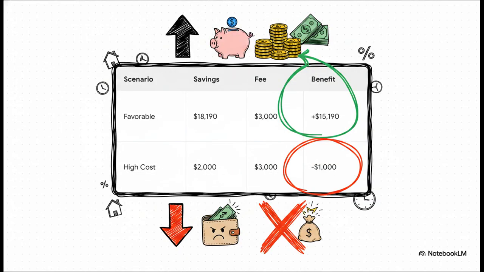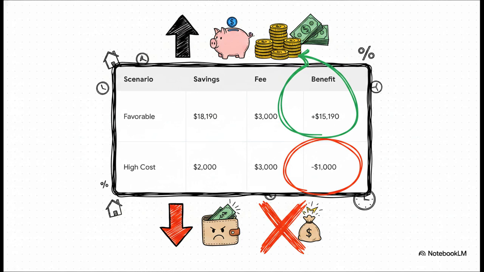Let's try to make this decision a bit more binary. In our first scenario, with really favorable rates, the present value of the savings easily covers the fee, netting you that awesome $15,000 benefit. But look at the second scenario. Imagine rates have only dropped slightly, right? Giving you a present value savings of just $2,000. Well, if your bank is still charging you a $3,000 refinancing fee, your financial benefit is actually negative $1,000.